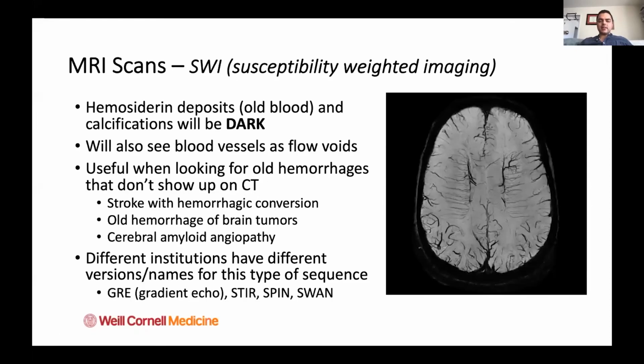And then susceptibility weighted images are good for showing blood. And I'm running a little on time, so I'll just speed it up a little bit, but essentially blood will be dark. It shows flow void. So blood vessels and blood or hemosiderin will be dark, and there's different names for it, so just look out for that.